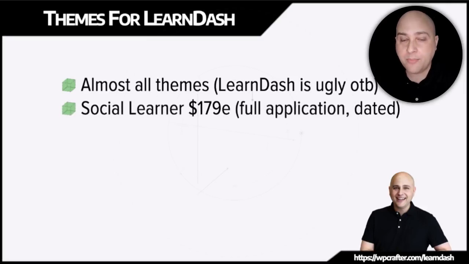The first one, and probably the most well-known, is Social Learner. It's $179 for each website, and that's per year. They might have a renewal discount. It'll probably still work perfectly fine after the year. What Social Learner is going to do is make your website feel like a whole application. It's going to totally have this application learner environment that it puts on it.